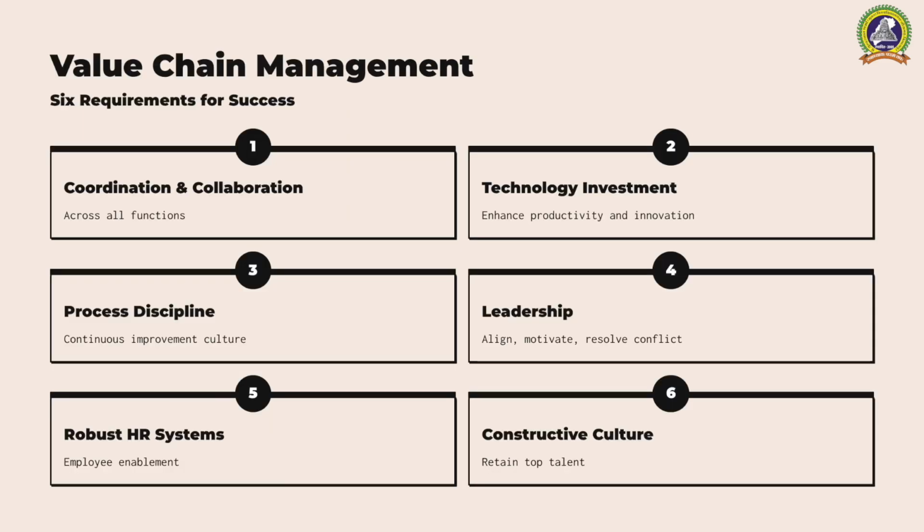Now, value chain management. It's one thing to identify the value chain, it's another to manage it effectively. Value chain managers are always looking for ways to improve the company's processes. To do so, six key requirements must be met. The first one is coordination and collaboration. So, to increase efficiency, work groups must be coordinated to ensure efforts are not just duplicated. This relies on the theory that the whole is greater than the sum of its parts.